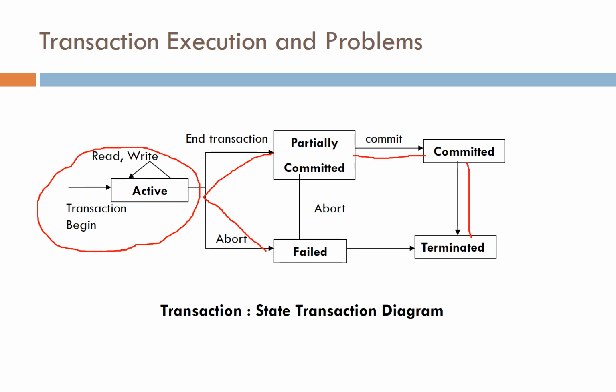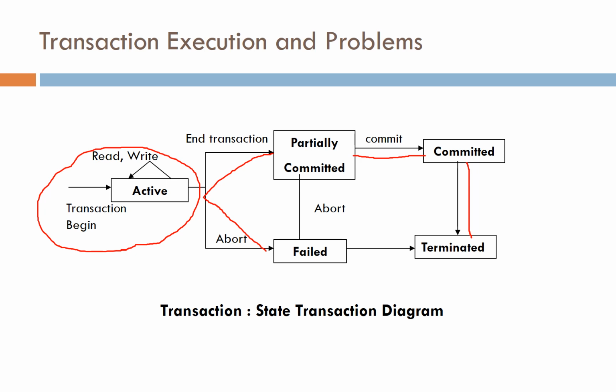From the active state, we said that there are two ways. One is going to partially committed, so we complete that part, and if it is not in a partially committed mode, then it moves to an abort state. It moves to a failed state. That means the transaction is aborted, or we can say cancelled due to any causes, right?